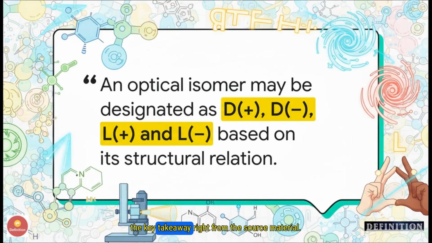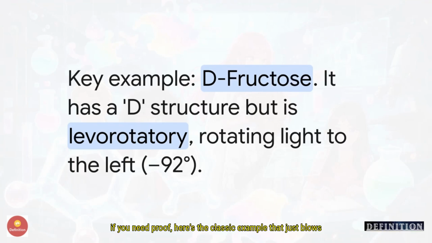And this is the key takeaway, right from the source material. You can absolutely have a sugar with a D structure that rotates light to the left, so it would be D negative, or you could have an L structure that rotates light to the right, making it L positive. The two things are completely independent of each other. And if you need proof, here's the classic example that just blows that whole misconception out of the water. D-fructose. If you look at its structure, it's a D sugar, no question.